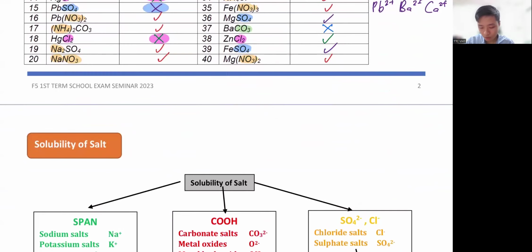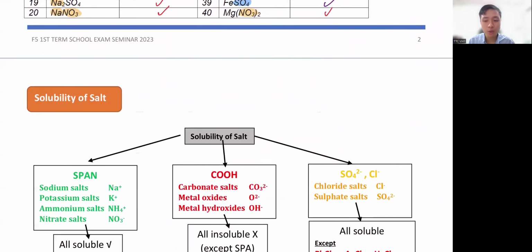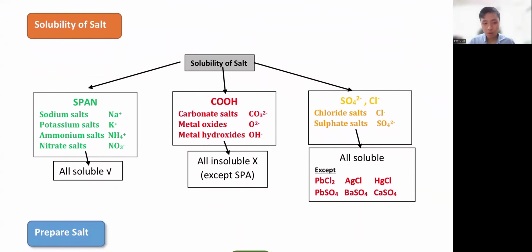Okay, move on. So this is the solubility of salt. After that you also will learn how to prepare salt. Next part, how to prepare salt.